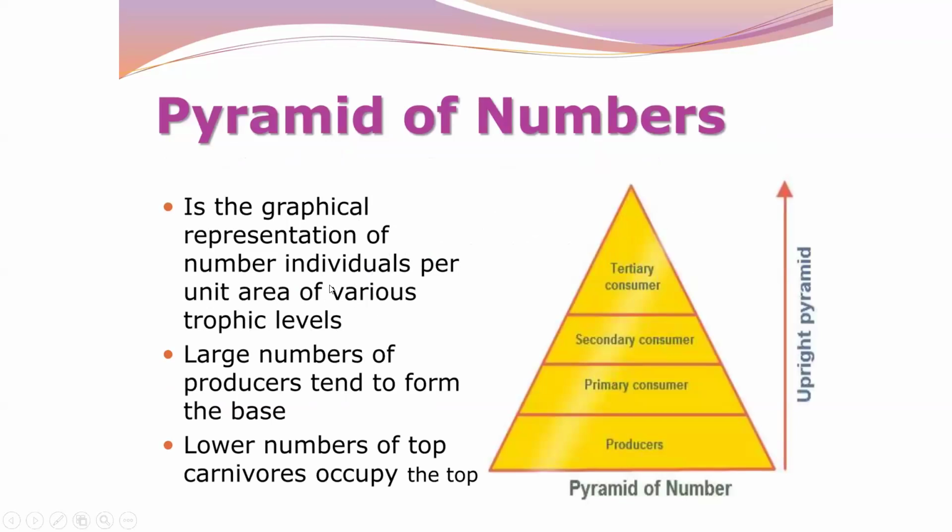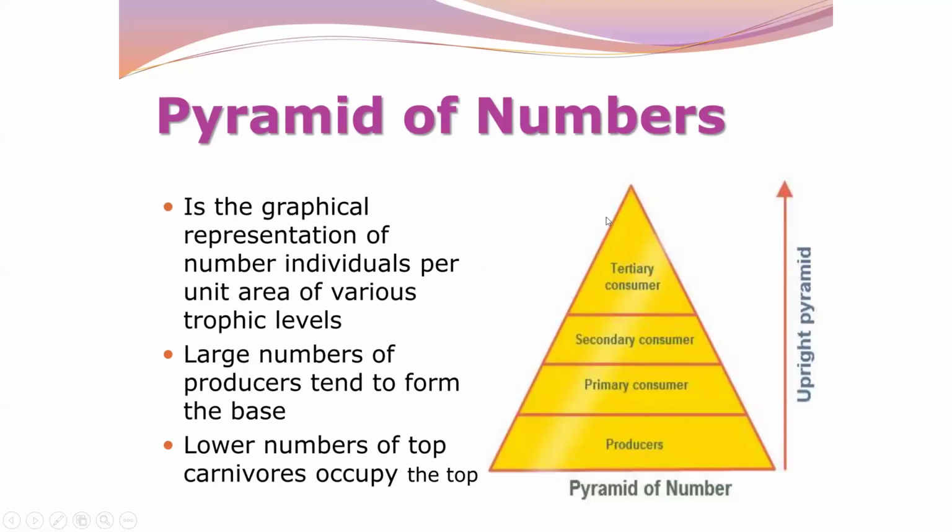It is based on the number of individuals per unit area of various trophic levels. A large number of producers tend to form the base. In ecological pyramids, the producers are always at the base, followed by the primary consumers, and next by the secondary and tertiary consumers. In any ecological pyramid, the base is always occupied by the producers.